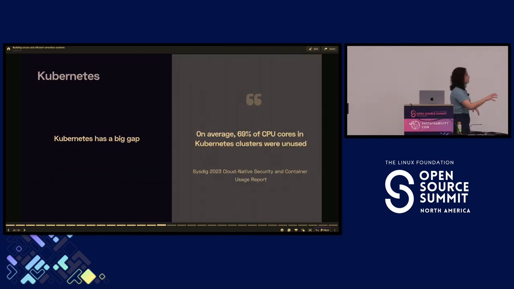And then we can look at the world of Kubernetes, which has a gap as well. If we're thinking about this, we're over-provisioning systems because we need all these resources waiting to be used. So then we can't fit as many workloads on the system. In Kubernetes, on average, 69% of cores were unused. So that means we're only using about a third of our CPU capacity on our nodes in Kubernetes. So we know we have a gap in Kubernetes that we need to close, and we need to be using more of these resources in our clusters.